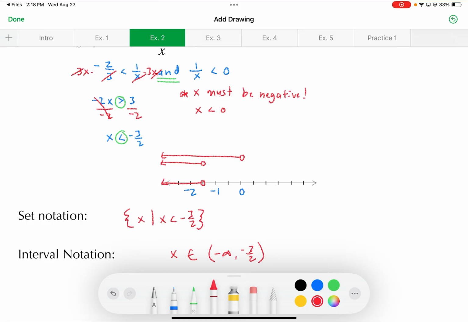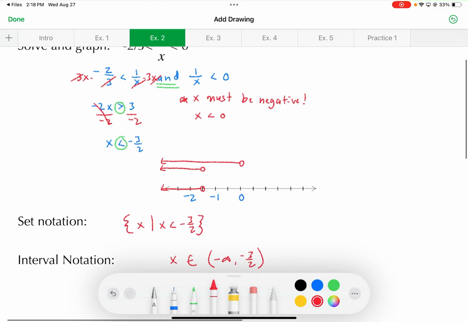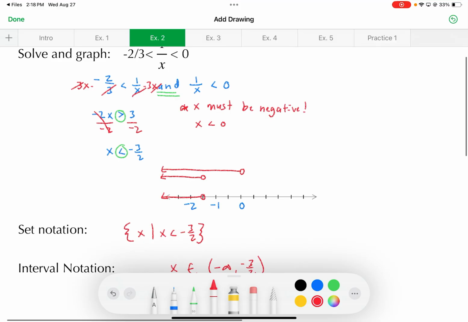Okay, now I'll tell you the reason this kind of worked out as nicely as it did is because the second half of the inequality, it was a 0 there. That's what allowed us to be able to reason out right away, just using some number sense, that for 1 over x to be less than 0, x has to be less than 0 itself, right? If that were any other number than 0, we wouldn't necessarily always be able to make that conclusion. Okay.